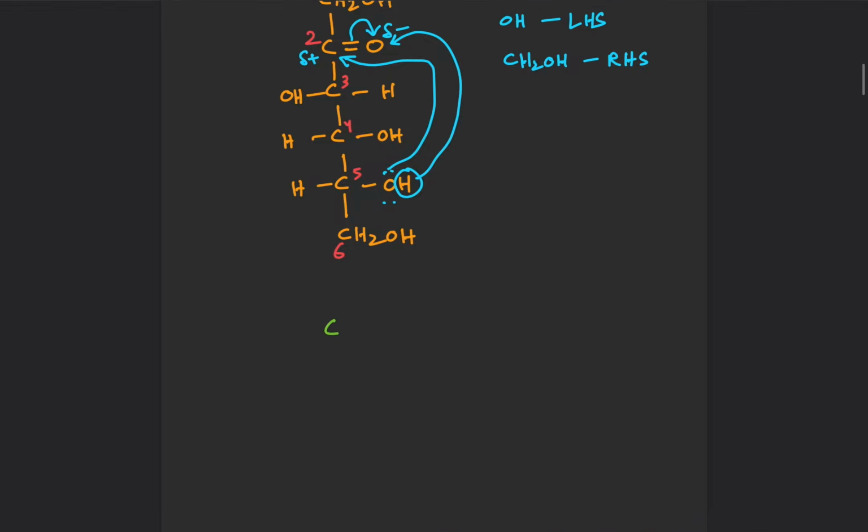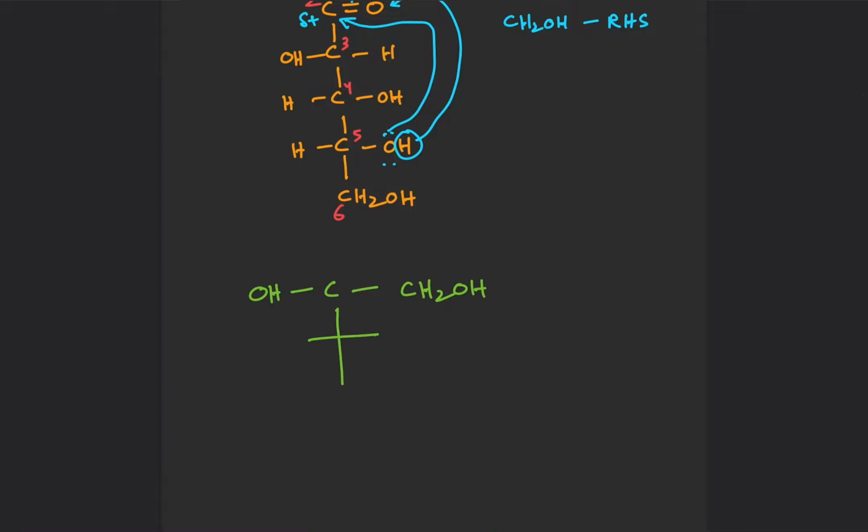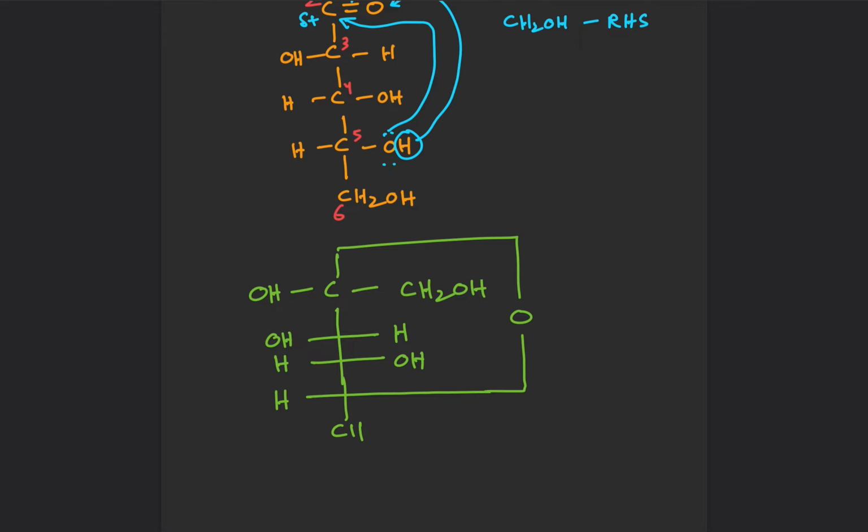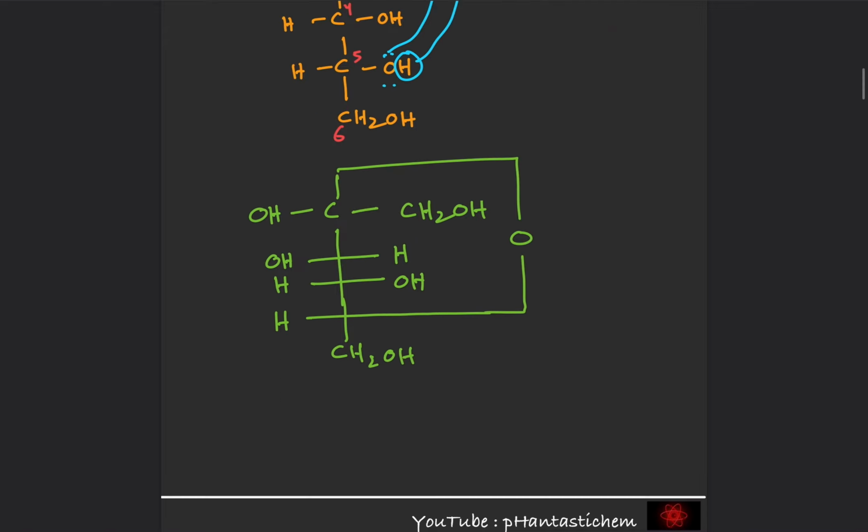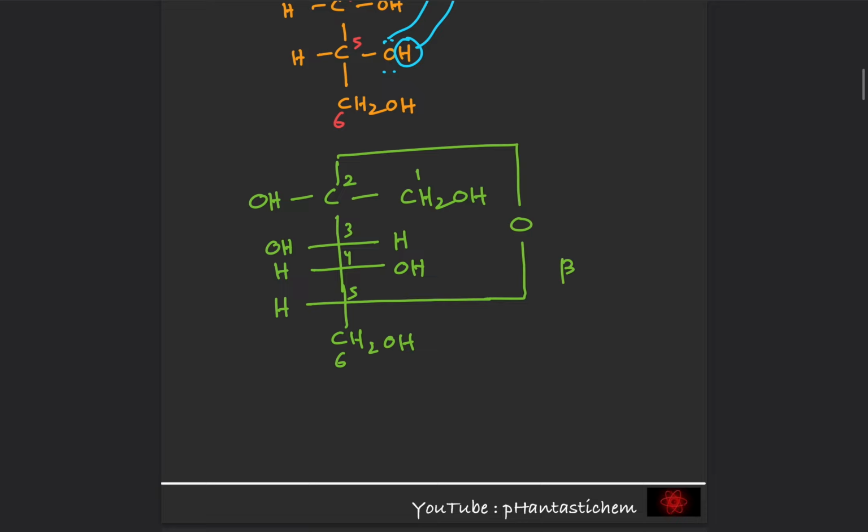We'll have C, OH, CH2OH, OH, H, HOH, H, and we have CH2OH. And carbon number 1, 2, 3, 4, 5, 6. So this is our beta D fructose.